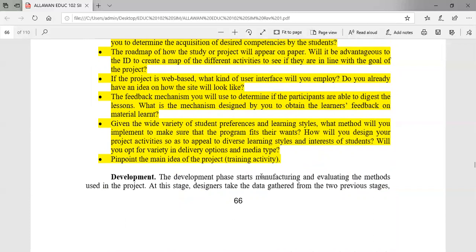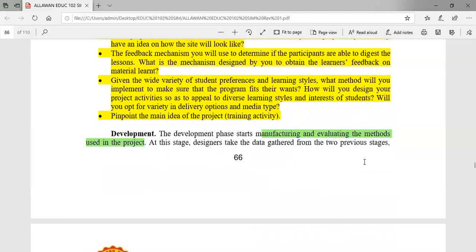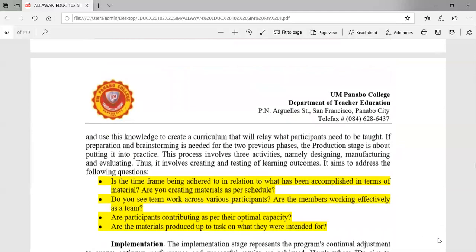So i-evaluate niyo muna yung naging design nyo, di ba? Kasi before may development, may design muna na gagamitin before siya maging developed. Okay, ito meron din siyang mga following question na gagamitin.